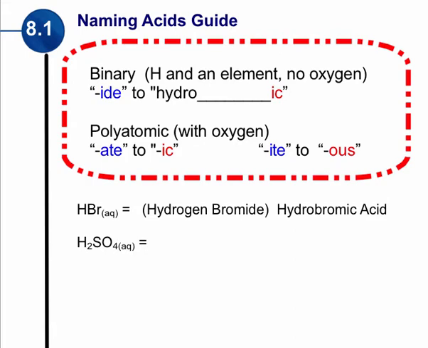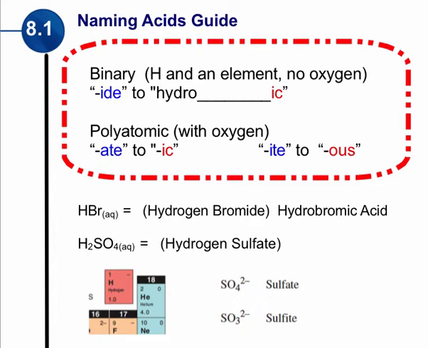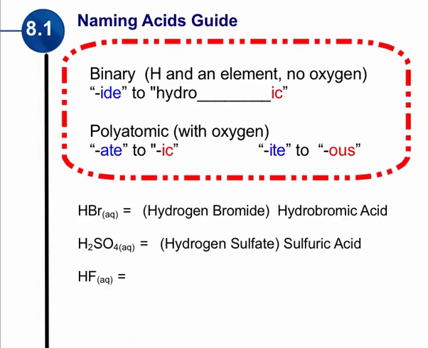What about H2SO4? This is polyatomic. Notice we have oxygen right here. So we need to look up the names. If you look on your data booklet, hydrogen is an H, SO4 is sulfate. So together they are hydrogen sulfate, but for the acid name, the ate becomes an ic, and we have sulfuric acid. Now I want you to take a second, pause this video, and see if you can do this example on your own.